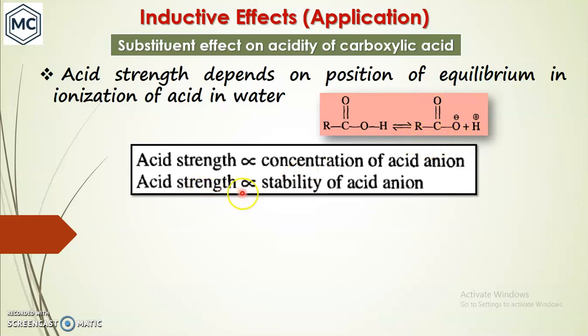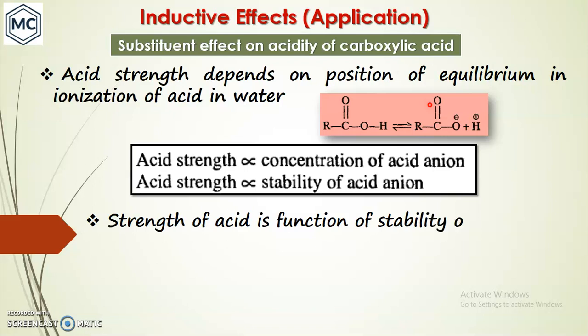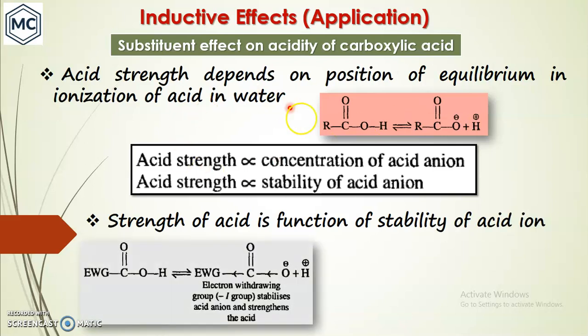So when will there be more H plus or anion? When the anion is more stabilized. So acid strength depends on the stability of the acid anion. This is usually called the conjugate base of this acid. Any species obtained after removing H plus is called a conjugate base. So the strength of an acid is a function of the stability of the acid anion. So what are the other factors that can stabilize this conjugate base or the acid anion?